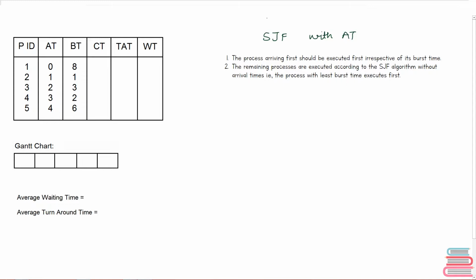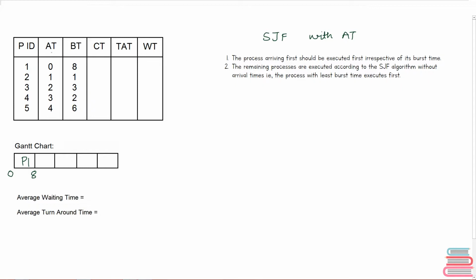In this example, the process which has the least arrival time is process 1, which also has the highest burst time. But irrespective of its burst time, it needs to be executed first. So P1 starts at 0 and it executes till 8 milliseconds. The remaining processes are executed according to the SJF algorithm without arrival times.